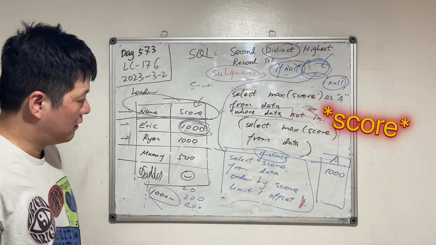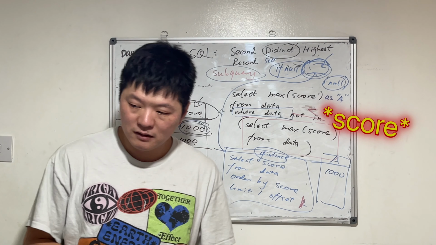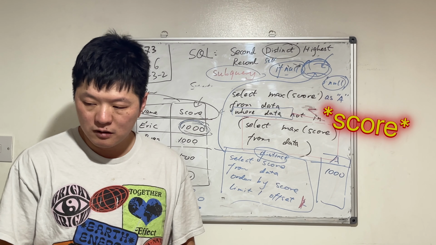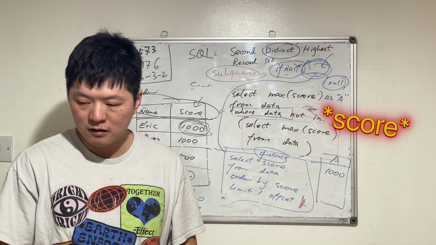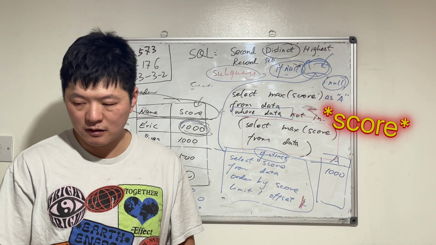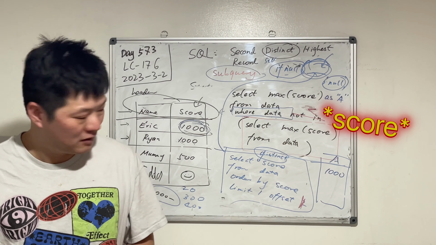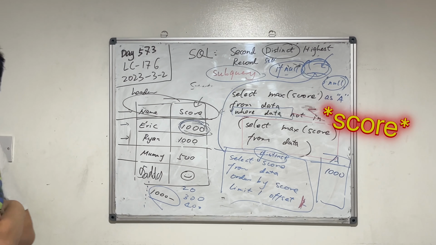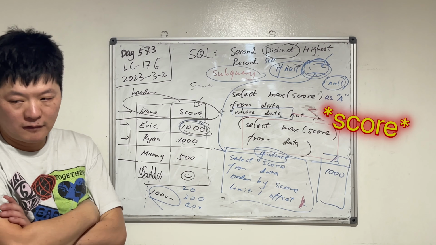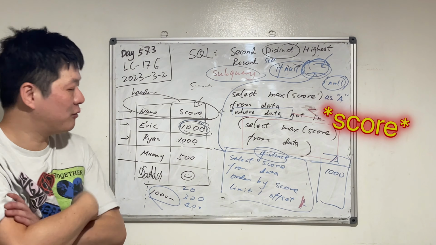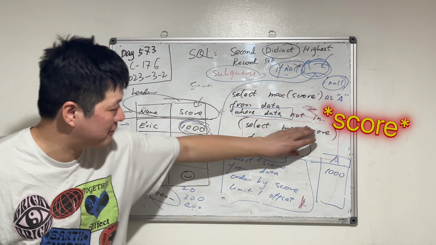Okay, so what have you learned today? We have learned how to find the second distinct highest record in a table. So how would you do it? You find the max, get rid of it, and then find the max again. So we use the subquery. This is the subquery, right?